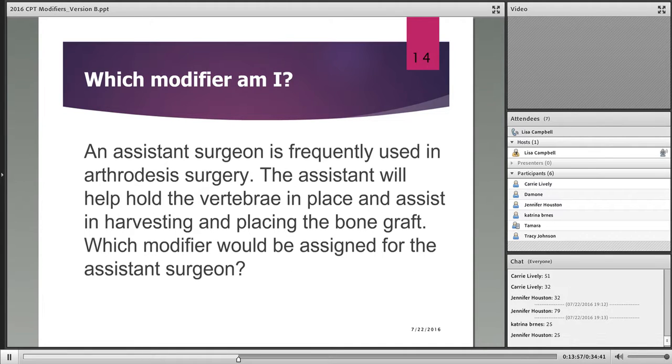All right, next up, an assistant surgeon is frequently used in arthrodesis surgery. The assistant will help hold the vertebrae in place and assist in harvesting and placing the bone graft. Which modifier would be assigned? 80 is correct.